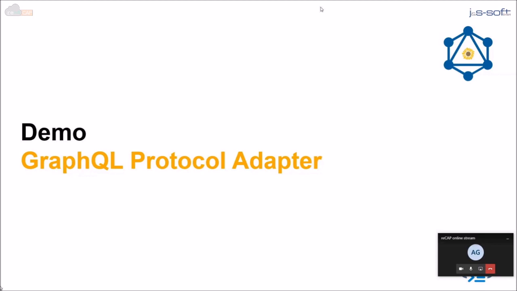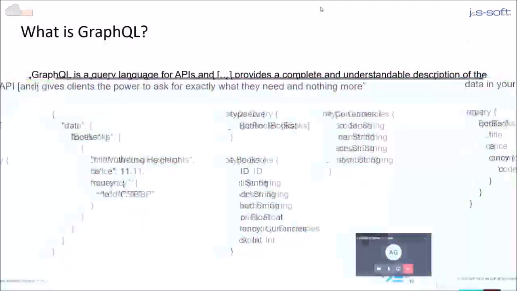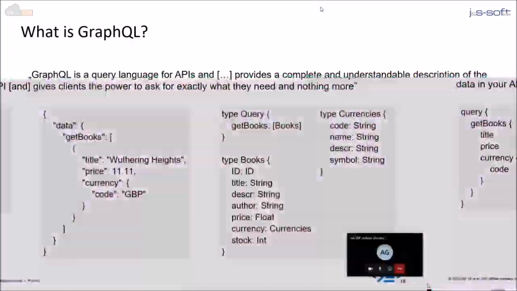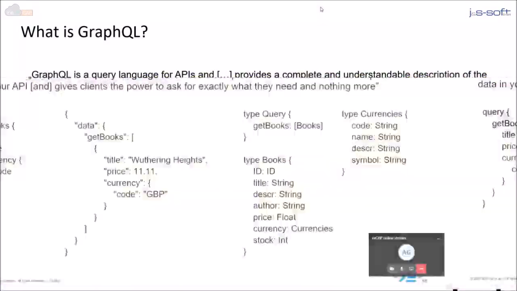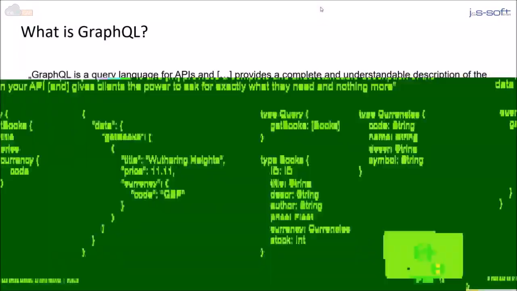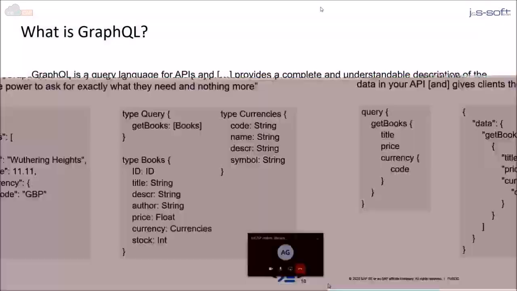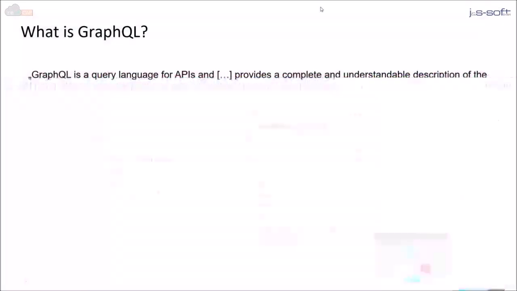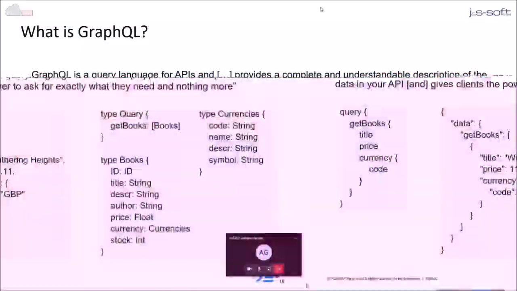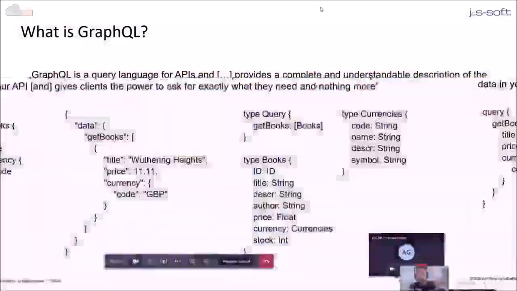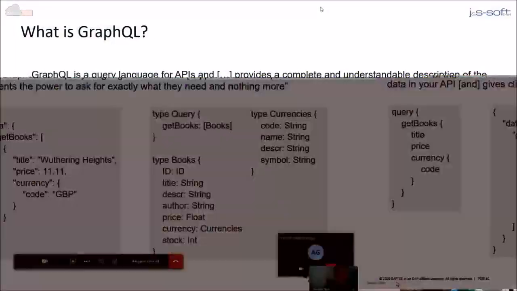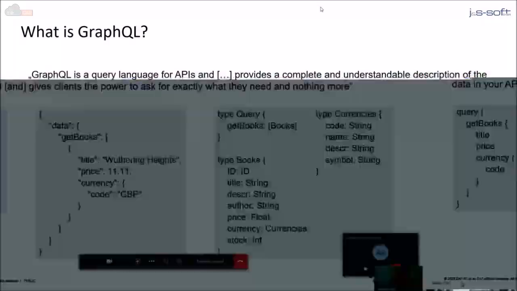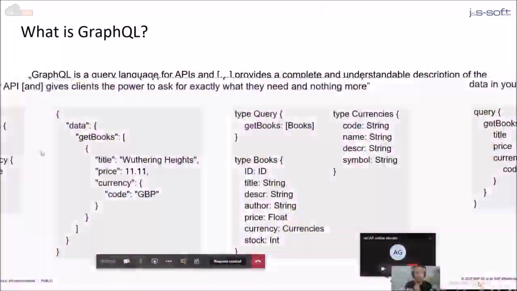For those who don't know what GraphQL is, GraphQL was invented by Facebook, I think in 2012, and it was open sourced in 2015. And the definition on their website says that GraphQL is a query language for APIs and provides a complete and understandable description of the data in your API and gives clients the power to ask for exactly what they need and nothing more.